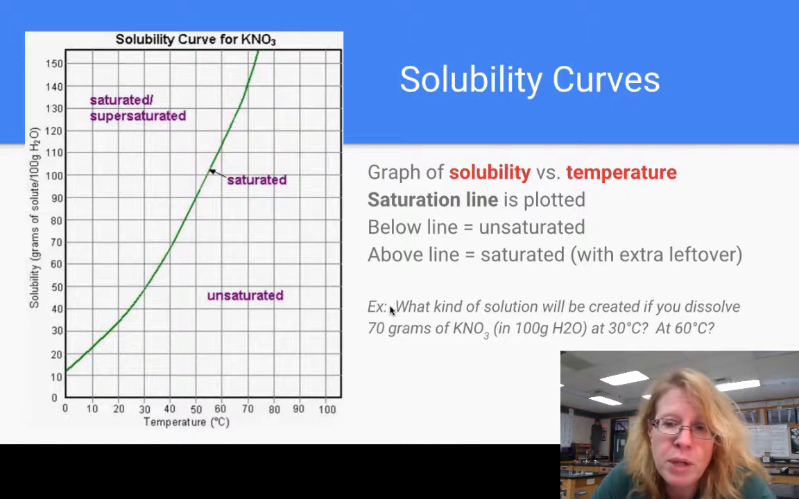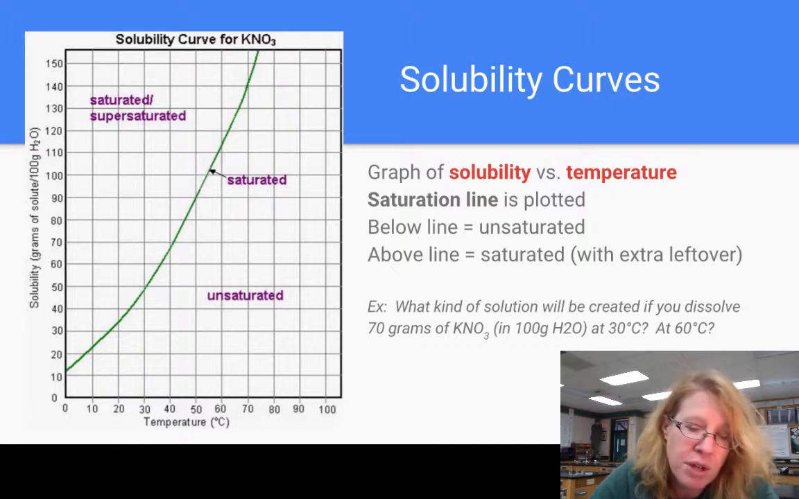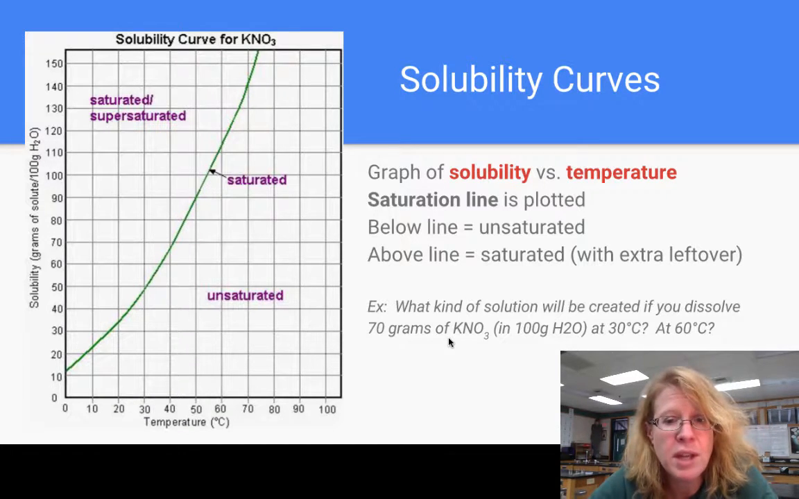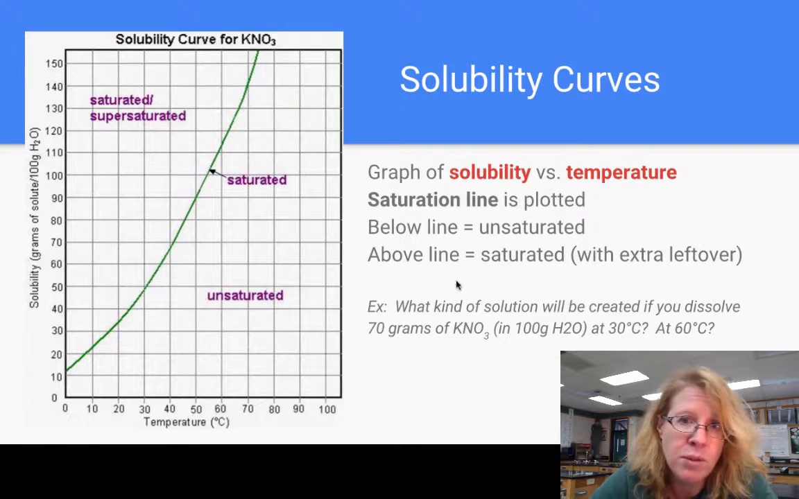What kind of solution would be created if you dissolve 70 grams of KNO3 in 100 grams of water at 30 degrees Celsius versus at 60 degrees Celsius? Here's how you would attack this. You would look for 70 grams of KNO3 at 30 degrees C. I'd go over to my graph, find the 30 degrees C temperature line, and trace up to where it crosses that saturation line.